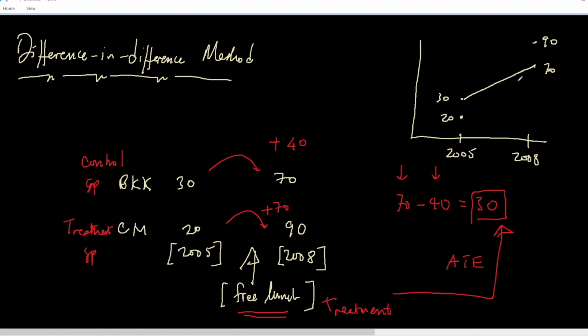Now, what to notice is that just imagine that if Chiang Mai did not get the free lunch, what would be their score in 2008? So it would have gone up by 40, so it would be somewhere here at 60. So basically, we have constructed the counterfactual. So we notice that the score actually went up to 90 due to free lunch. So the difference here is the ATE, which is equal to 30.